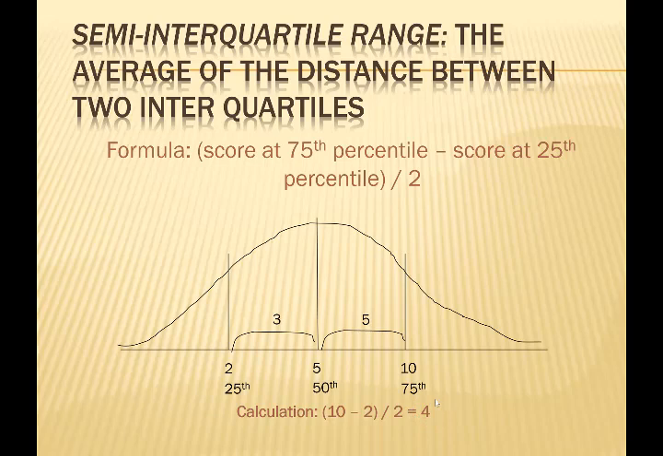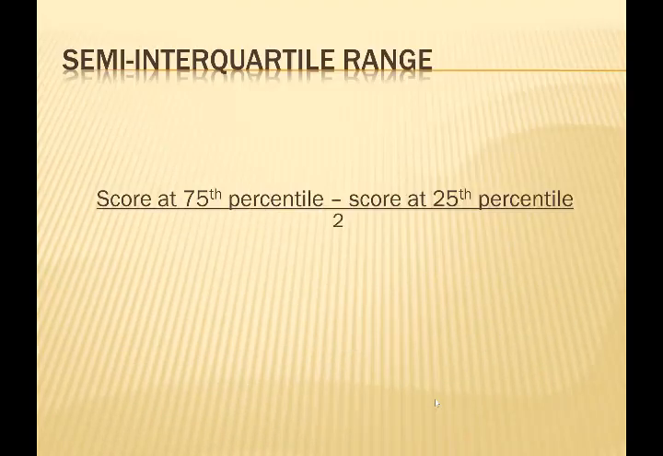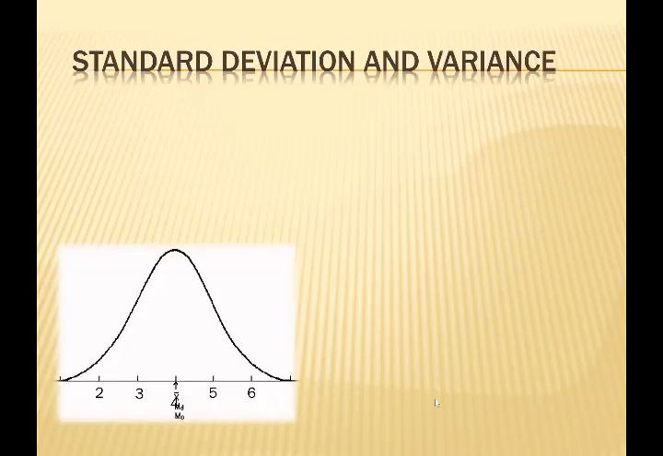The way that you would interpret a semi-interquartile range is to say that in a skewed distribution, the average size of 2 interquartiles is 4. By itself, a semi-interquartile range may not be very meaningful, but when you begin to compare one semi-interquartile range to another, then it becomes much more informative. So here's the formula: score at 75th percentile minus the score at 25th percentile divided by 2. And that gives you the semi-interquartile range.